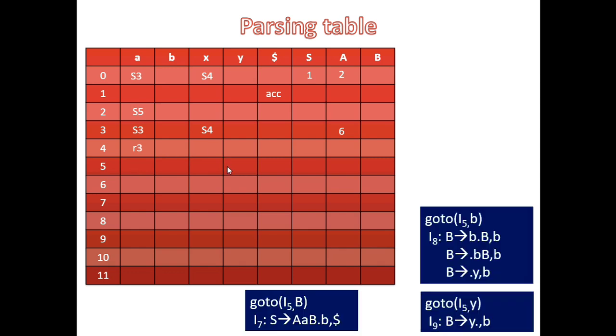Now goto of I5, b. b is a terminal, it goes to I8. So simply write it as S8 in I5, b. And I5, y. y is a terminal, it goes to I9. So in I5 where y is there, simply write it as S9. Now goto of I5, B. B is a non-terminal. So I5, B goes to I7. So simply write it as 7 in B. Now we have done it.